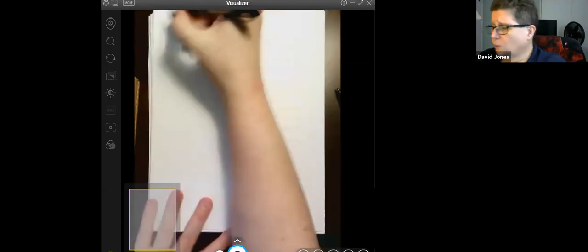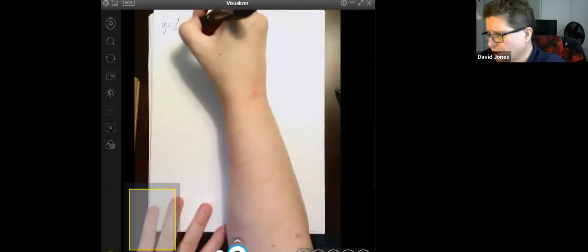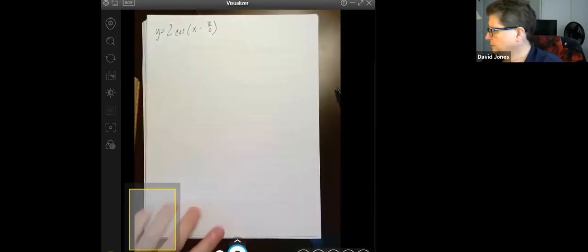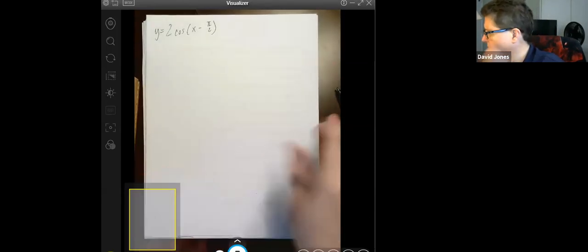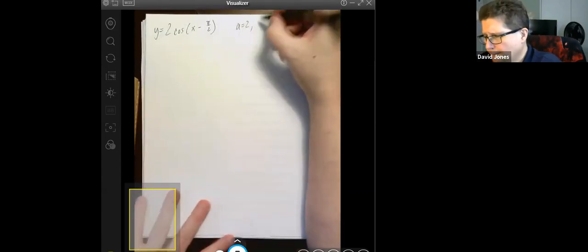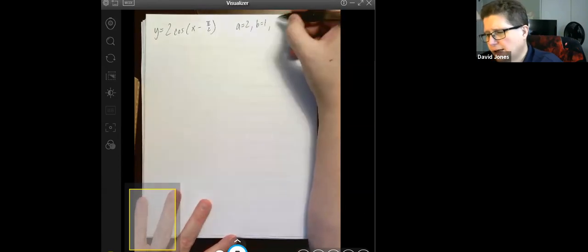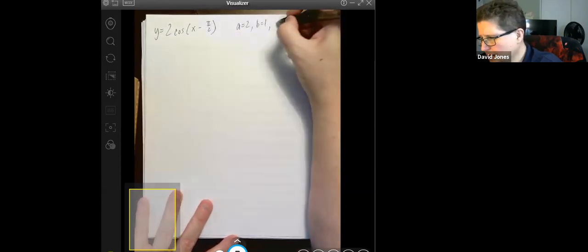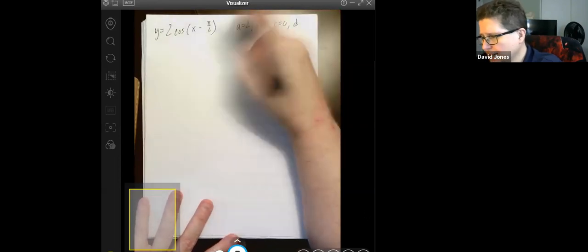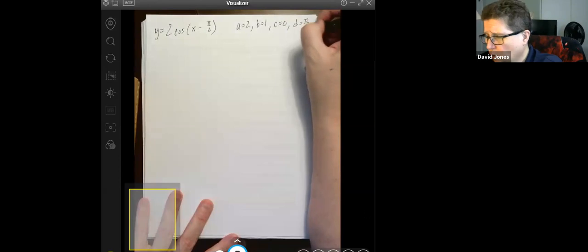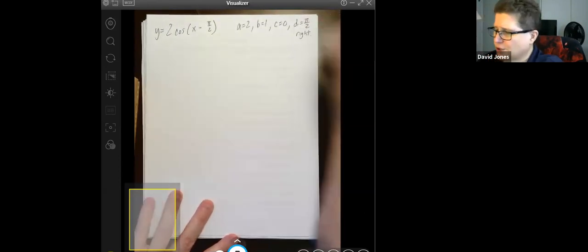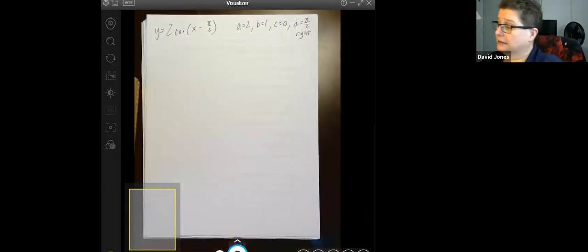So let's take a look at y equals 2 cosine of x minus pi over 2. Here a equals 2, b equals 1. There's nothing being added or subtracted to it, so c equals 0. And d is the opposite sign of this. It's pi over 2. When it's negative on the inside, we move the graph right. So I'm going to make a little note of it: move it right.